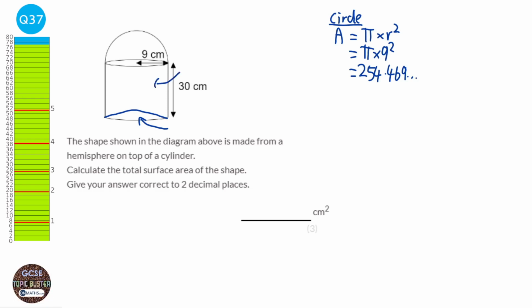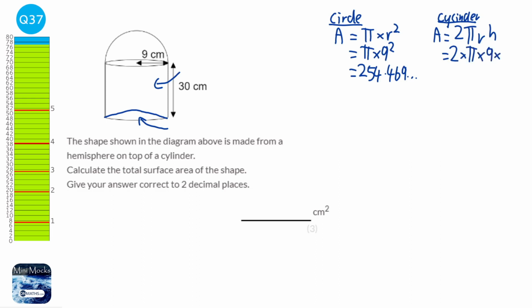Next bit is the curved bit of the cylinder. So we're going to do the cylinder next. And it's just the curved bit, and the formula for that is 2 pi r h. So 2 times pi times the radius, which is 9, times the height, which is 30. And that will give us 1696.460 blah blah blah.